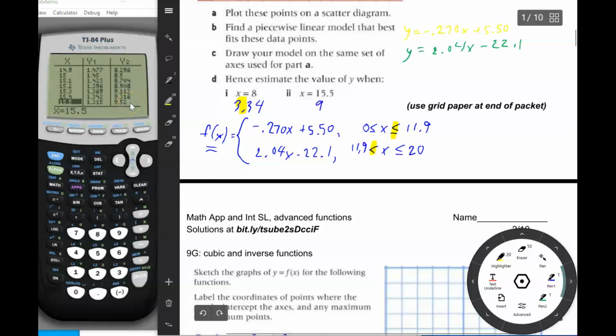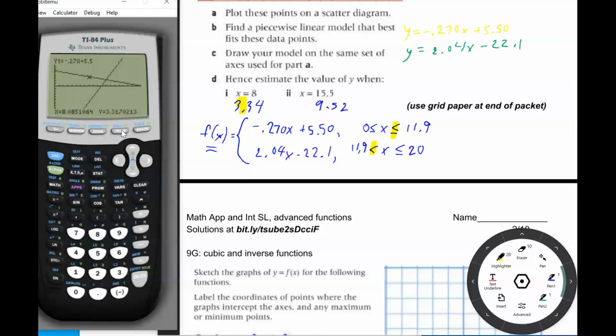So 9.52. And there would be another way of doing that. I could do that with trace, right? I could go trace, and then instead of y1, I want y2, so I will use one of these arrows. I switch it to the green function. And now I'm going to type in 15.5, and that will take me to the appropriate point. Yeah, 9.52. Okay. That's it for page 1.